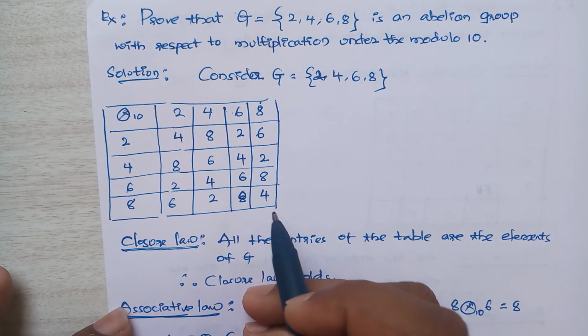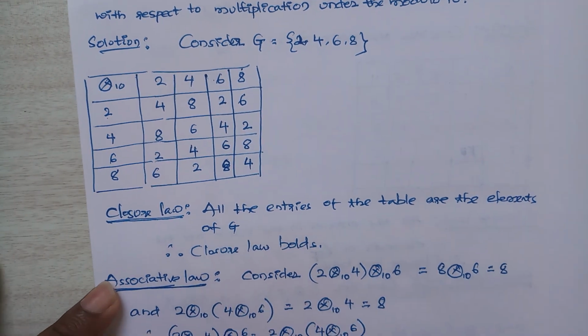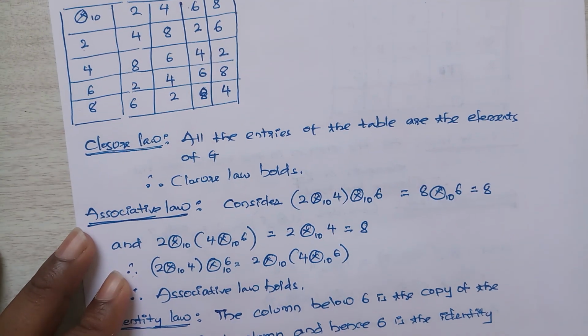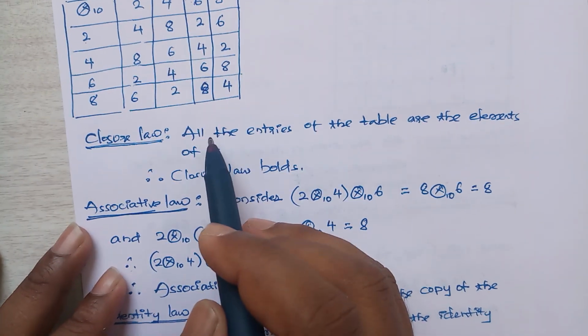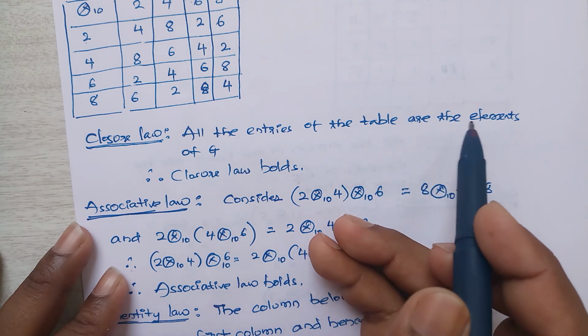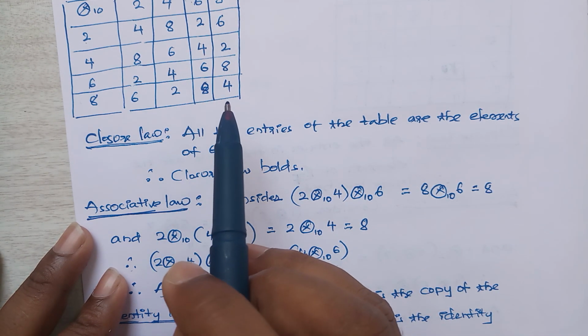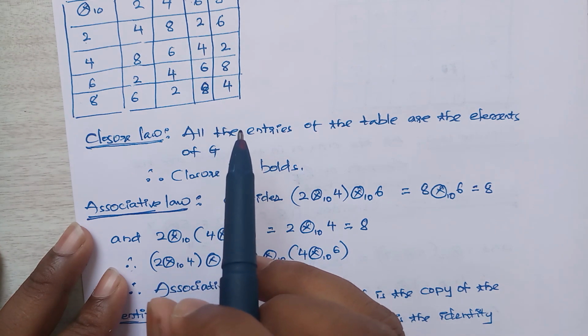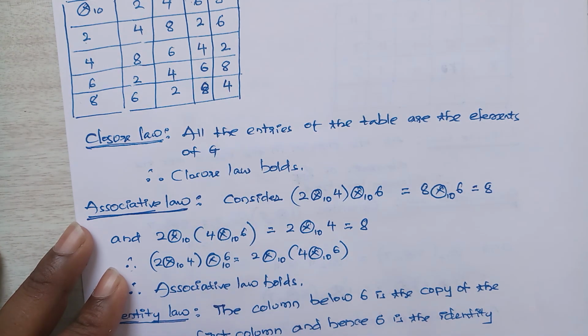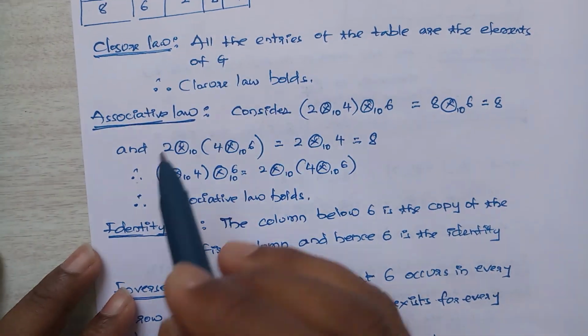So the remainder is 4. Here all the entries of the table are elements of Z. None other elements exist other than Z. So therefore the closure law holds good. Okay, so next the associative law.